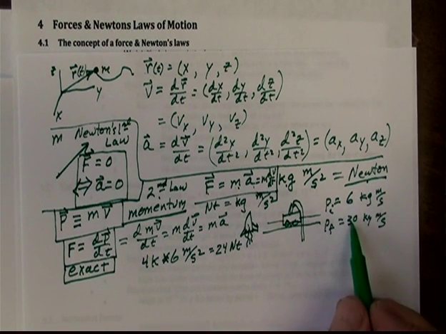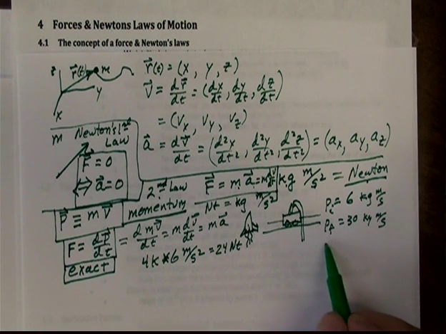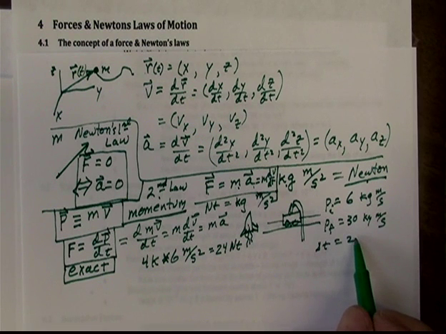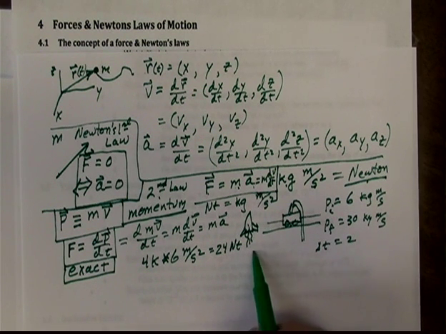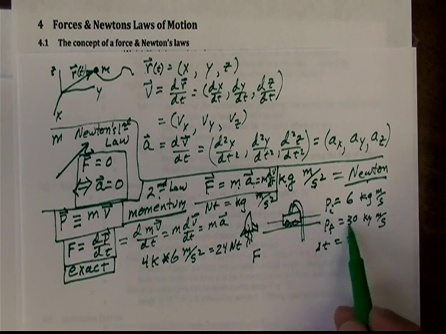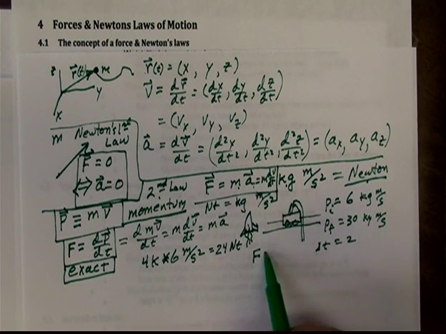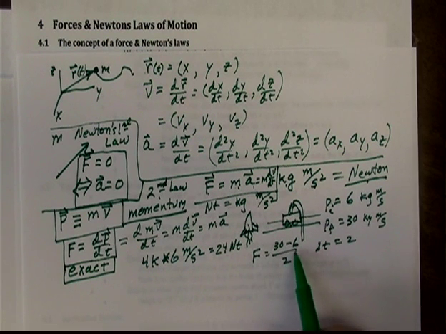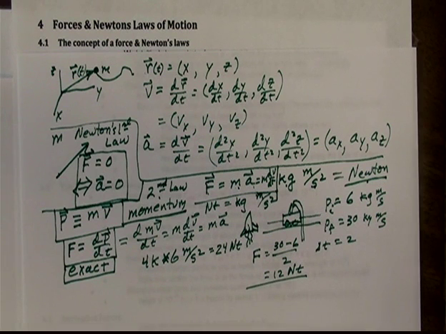And it changes because of a force being applied to this system. It changes maybe in a time of delta t equal to 2 seconds. So what would the total force be? The force would be the change in momentum, which would be 30 minus 6 divided by 2. So that would be 24 divided by 2, which would be 12 newtons. And that would be the force that you would experience with that change in momentum over that change in time.